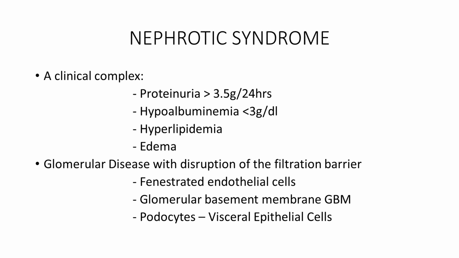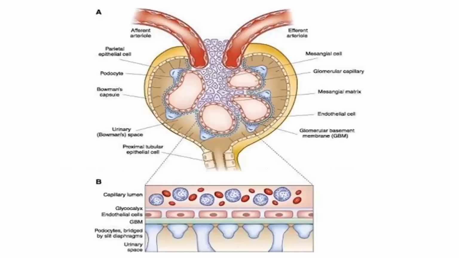This we will understand by this diagram I'm showing you. Now, this is a diagram of the glomerulus, afferent arteriole, efferent arteriole, and then these are the parietal epithelial cells. Between the parietal epithelial cells and the podocytes or visceral epithelial cells, there is a urinary space, which is called Bowman space. And the whole thing is enclosed in the Bowman's capsule.